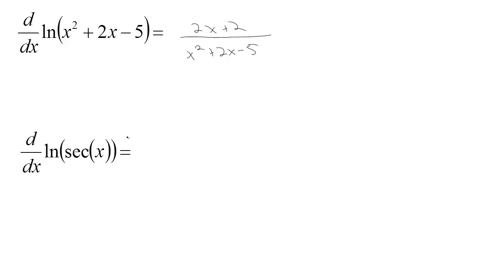Here's another one. We want to take the derivative of the natural log of the secant of x. We take the derivative of the inside. The derivative of the secant is the secant tangent. So derivative of the inside over the inside. Notice that there's a secant multiplying the top and bottom, so the derivative of the natural log of the secant is the tangent.